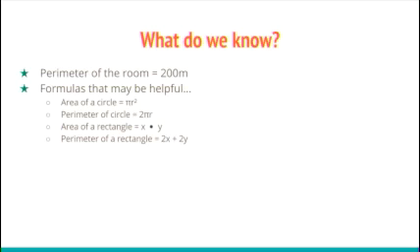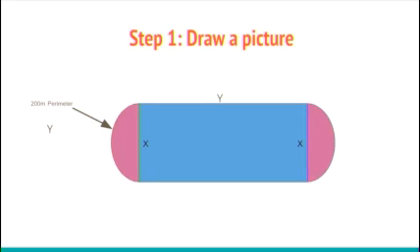So, it's important to list all the equations that might be helpful. What do we know? The perimeter of the room is 200 meters. Formulas that may be helpful are the area of the circle, which is pi r squared, since there are two semicircles which equal one whole circle. We also need the perimeter of these circles, which is 2 pi r. We will also additionally need the area of the rectangle, which is x times y, or length times width. And then the perimeter of the rectangle, which is 2x plus 2y.